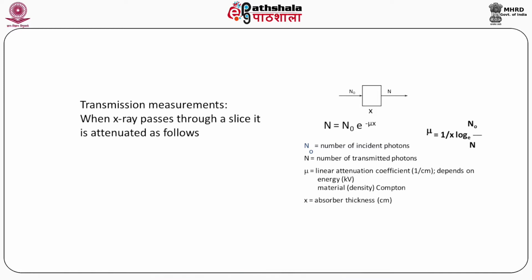So when one X-ray passes through a slice, it is attenuated as follows: mu is equal to 1 upon x log to the base E n0 upon nx. If there are two slices in the path of the beam, then the same equation can be utilized, and therefore the sum of mu1 plus mu2 is equal to log E n0 upon nx into 1 upon x, which is the thickness of the voxel.